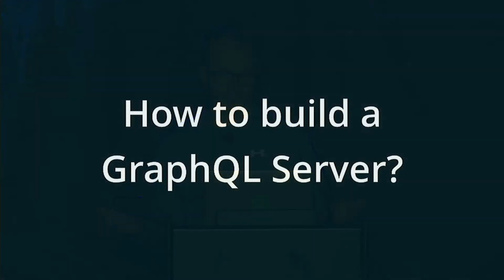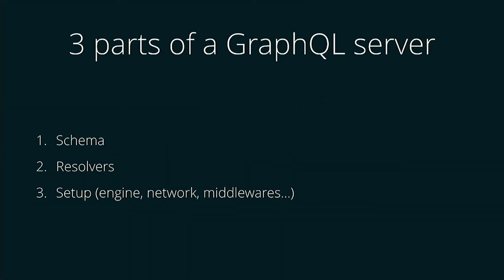So how do you actually build a GraphQL server? In general, there are three things that you need to think about. The first thing is the GraphQL schema. The GraphQL schema is, on paper, the contract that a GraphQL server presents to the world. And this is how the client knows what sort of queries you can make. The second part is the resolvers. That's the implementation of the contract that you're making, the implementation of the schema that you're defining.